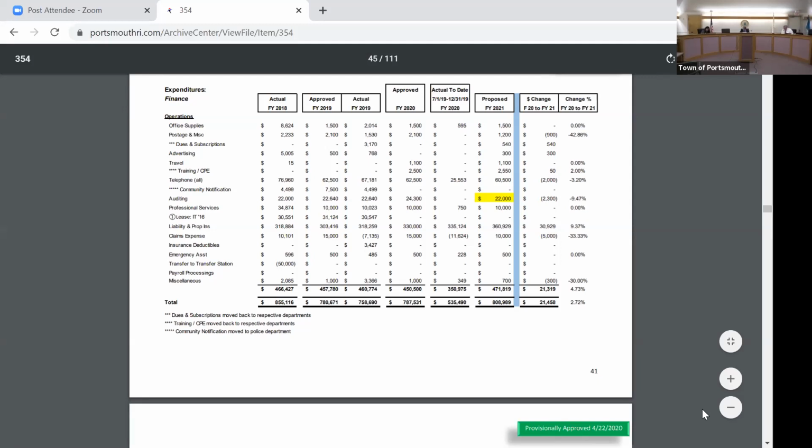This reduces the proposed finance expenditures from $813,064 to $808,989. We are asking for new provisional approval of $808,989 for finance expenditures. Len Katzman, so moved. Mark Ryan, seconded.